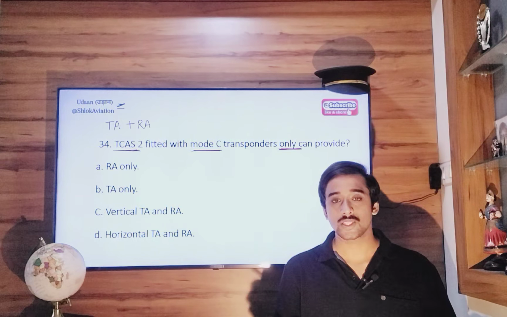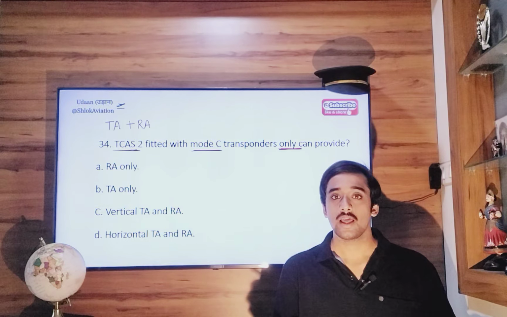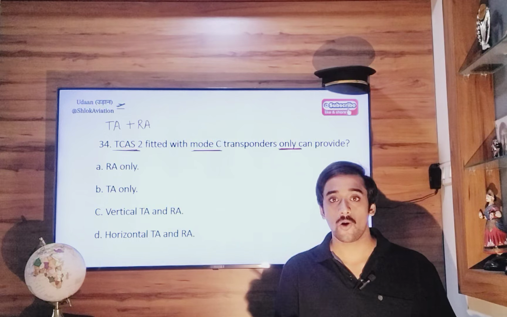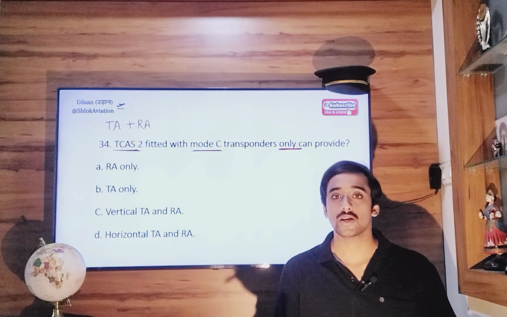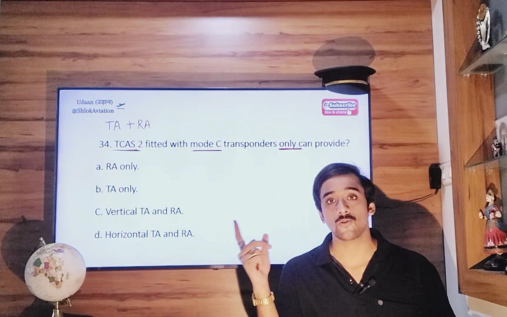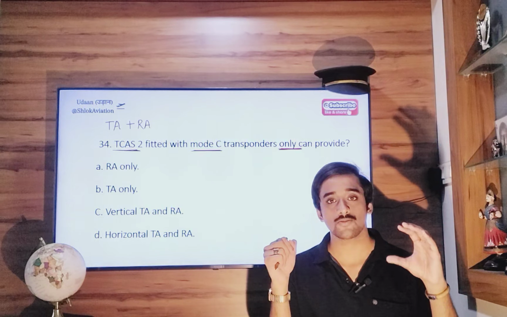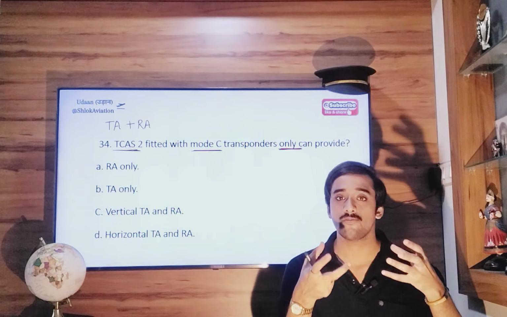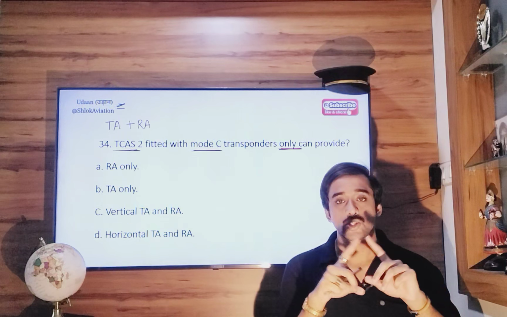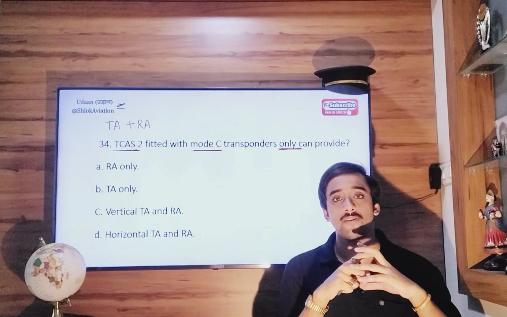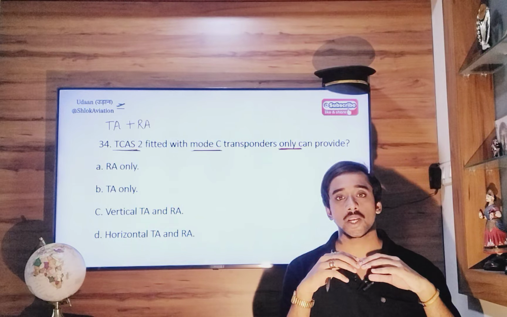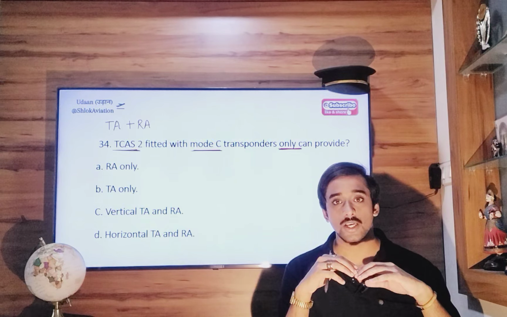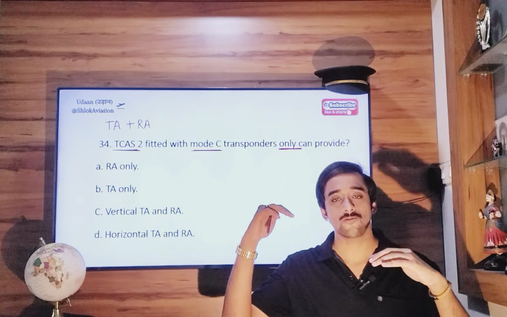How? Mode C capability transponder will provide relative altitude information. Like mode C transponder will give the pressure altitude information of conflicting traffic. Your transponder, mode C transponder, will give pressure altitude of your aircraft. So both will be compared, and finally a relative altitude will be determined. So relative altitude means the altitude separation between your aircraft and the conflicting aircraft.